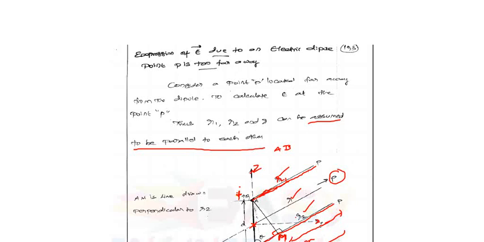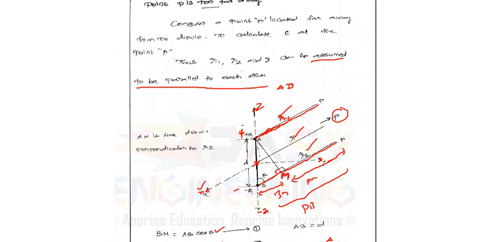Today we are going to see the expression of the electric field vector due to an electric dipole for a point which is too far away from the dipole. So here we can see the dipole, which is made up of a positive and a negative charge separated by a very small distance called d. You can see that clearly here.